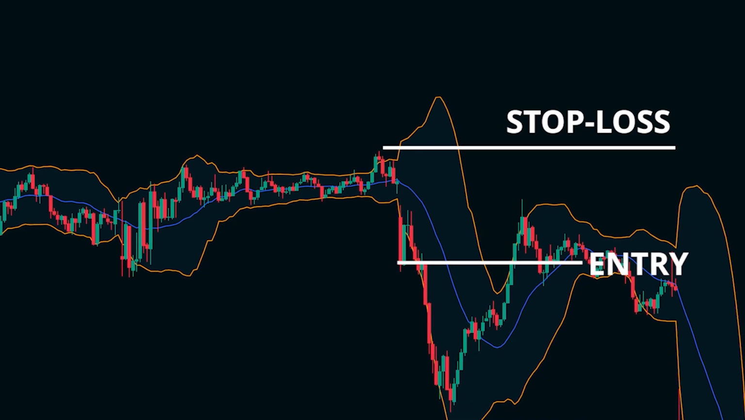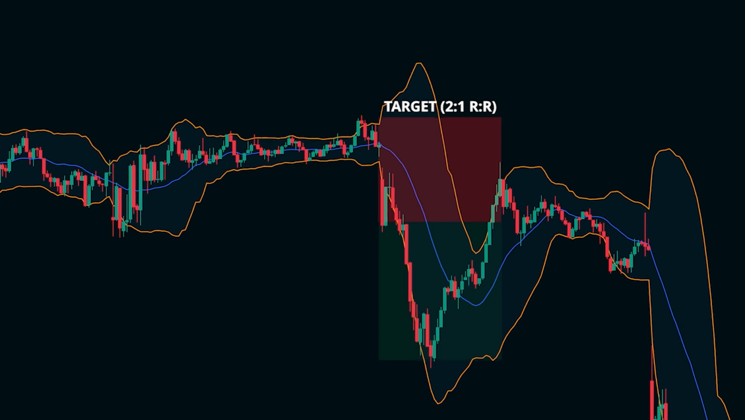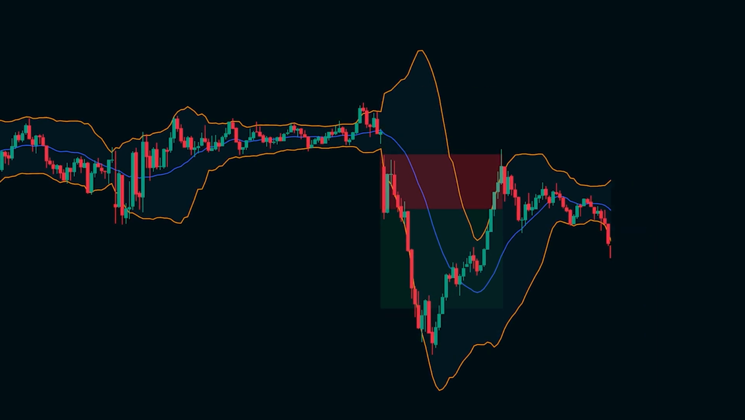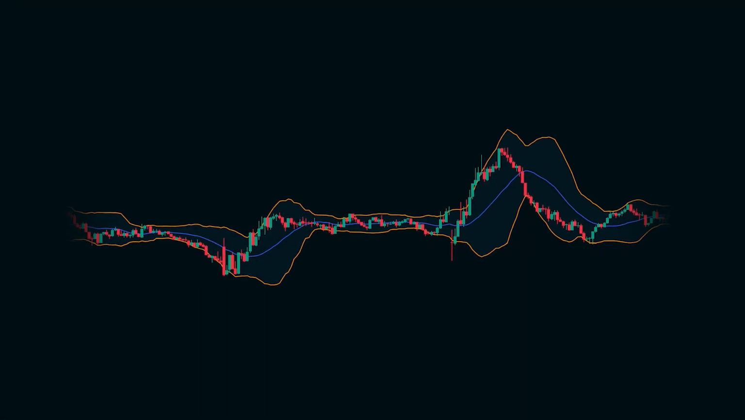Stop loss goes above the highest point of the squeeze zone. Primary exit is your 2-to-1 target, and the same secondary exit rule applies. If price closes back above the middle band, exit immediately, because the breakout has failed. That brings us to the end of this video.